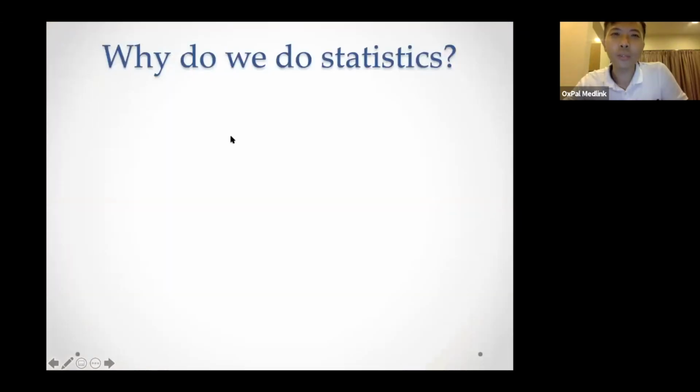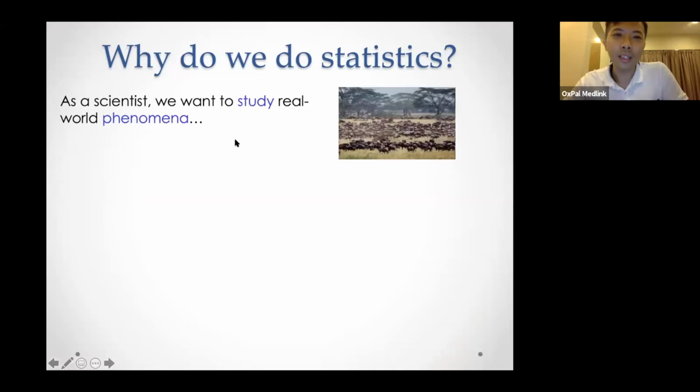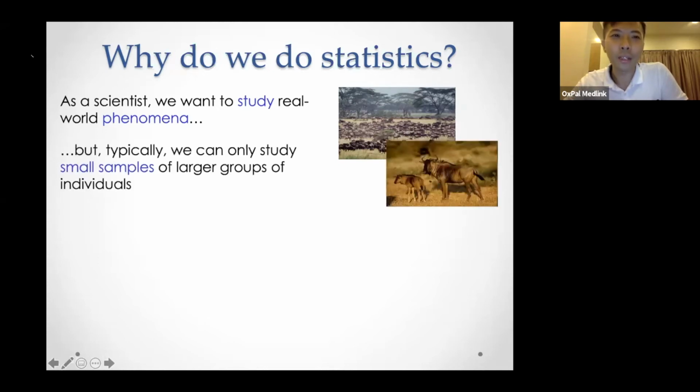So why do we do stats? As a scientist, we want to study real-world phenomena, say the wildebeest in the African savannah, and typically, we only study a small sample of the larger group of individuals because if we were to measure, let's say, the weight of all the wildebeest in the population, we'll probably not live to see the data being analyzed because we have to capture most of them. There's a lot of time and effort that goes into it. So typically we are able only to sample a small number of the larger group of populations.